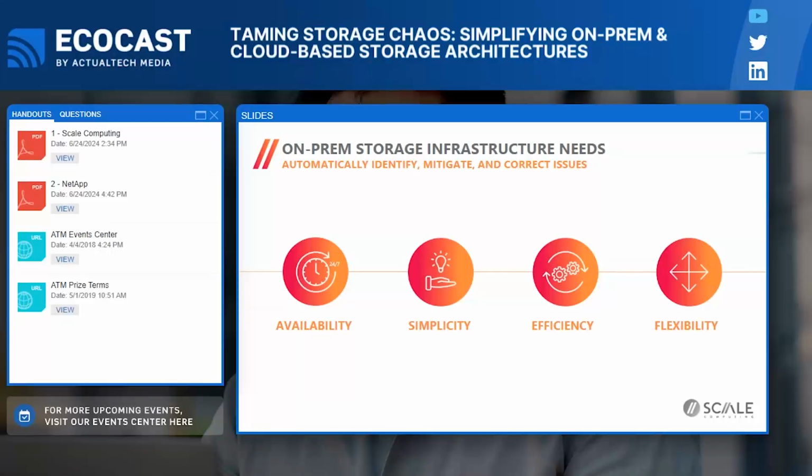So when we do have a larger storage footprint, it's critical that the solution that's deployed on-prem can provide availability, and it has to be simple, and it has to be efficient, but it also has to be flexible because, again, we don't know what that data is always going to look like.